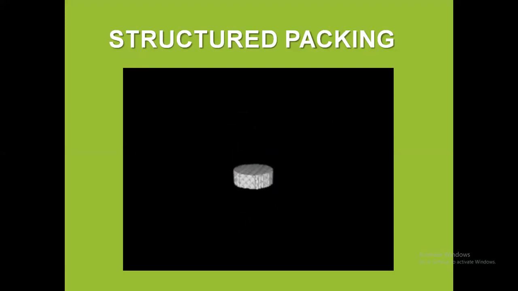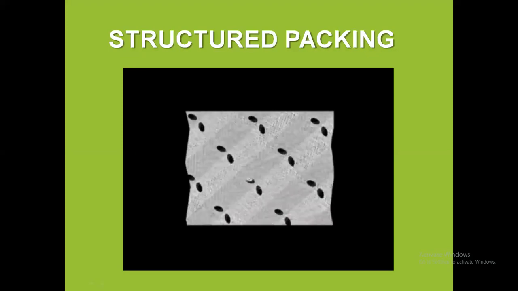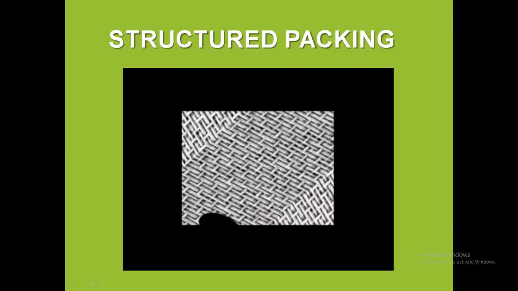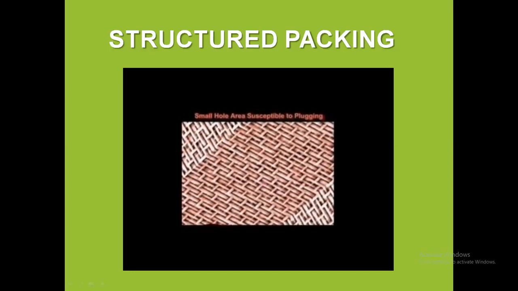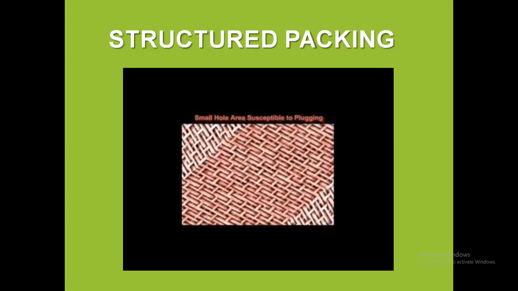Other less common and older types involve meshes and grids of varying degrees of fineness. The orientation of the grids is alternated to enhance mass transfer. The efficiency is low, again due to the low surface area, but the fouling resistance is high.